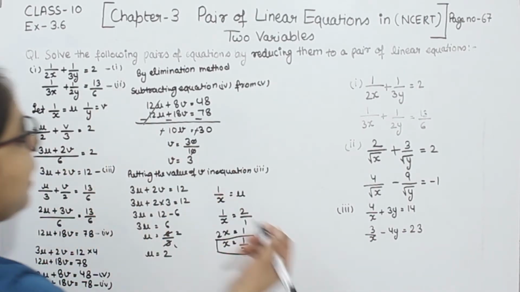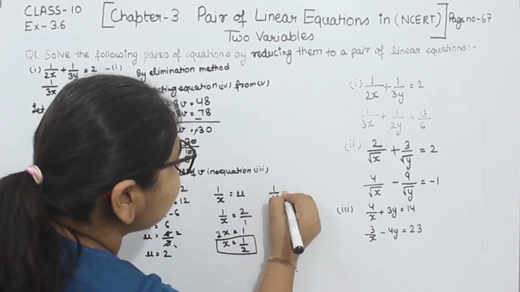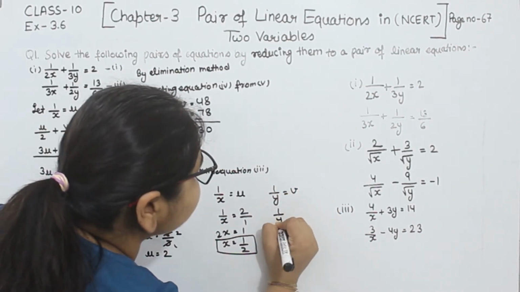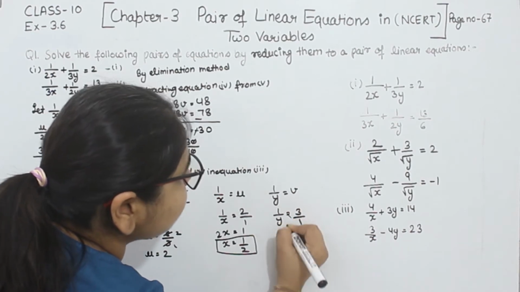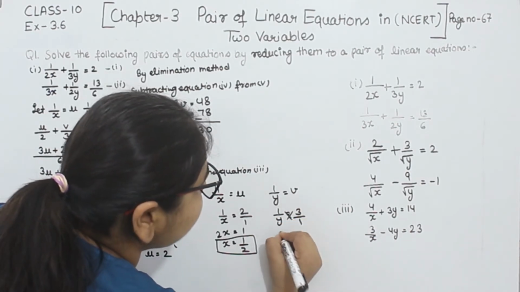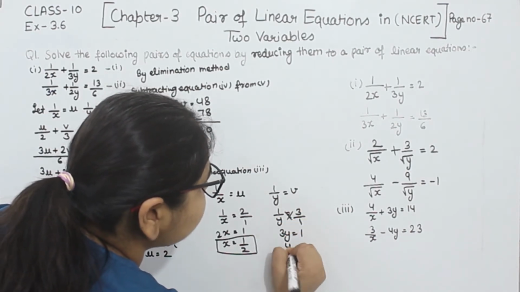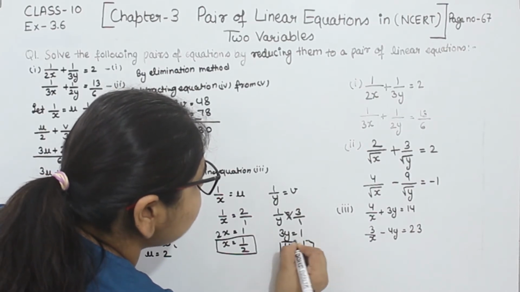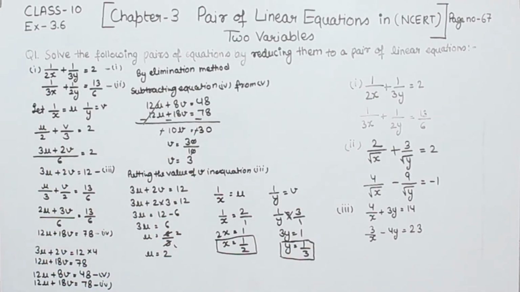Now comes to the y. Here we have 1/y = v, and the value of v we have is 3. So now we cross multiply. This one we have is 3y = 1, and y = 1/3. This one is the value of y. So x = 1/2 and y = 1/3. This one is part 1.